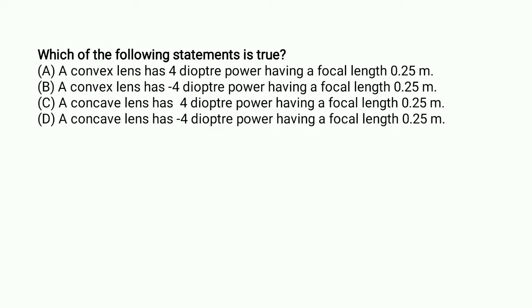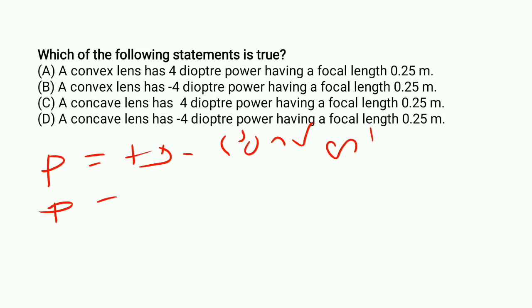So let's study the options one by one. So we have a convex lens 4 diopter. First of all, you know that if the power is in plus diopter, it means the given lens is convex. If the power is negative diopter, it means the given lens is concave, as we know.